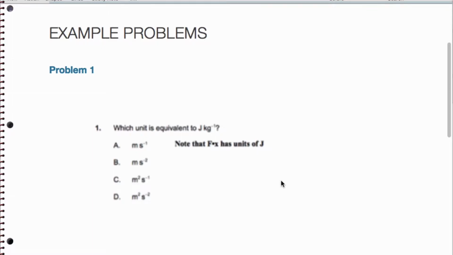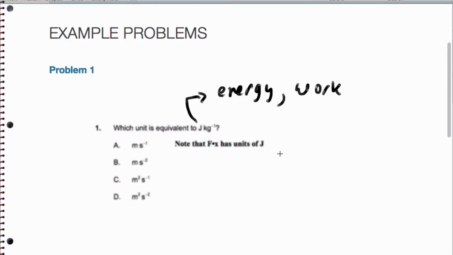All right, so I want to run through some of these paper one problems just to get you refamiliarized with the material that we covered last year. So problem number one, we want to know which unit is equivalent to joules, kilograms to the -1. Let's just review here. Joules is the unit of energy and also the unit of work.